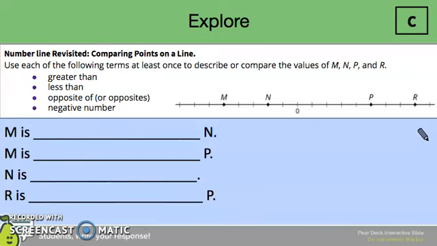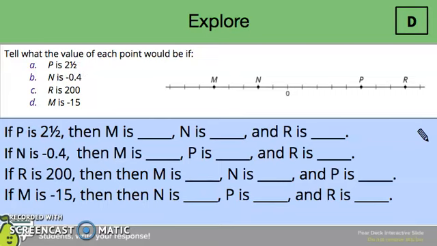For the Explore, students have to visit the number line and use the following terms at least once to describe or compare the values of M and P and R. In order to facilitate that, here are some sentence starters you would like to provide to your students. The next portion of the Explore is to have students tell you what the values of M, N, P, and R are depending on the given value. And so these sentence starters will allow students to focus on the values of each point rather than the structure of the sentence.